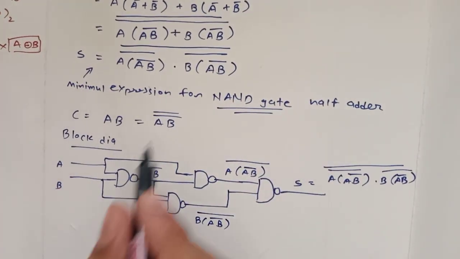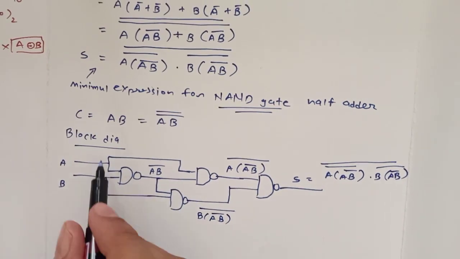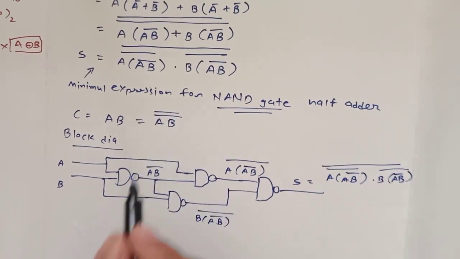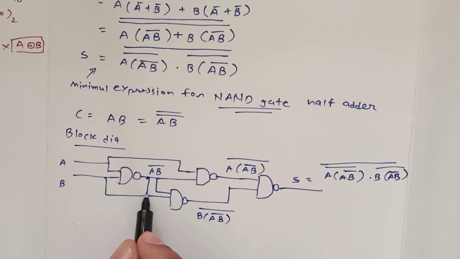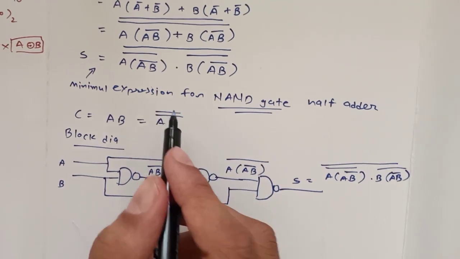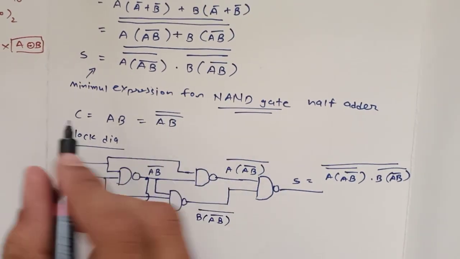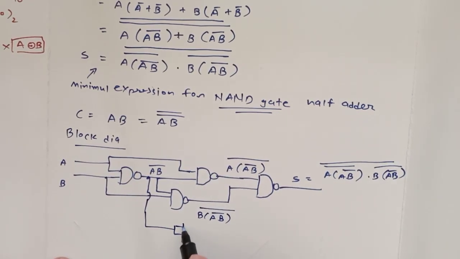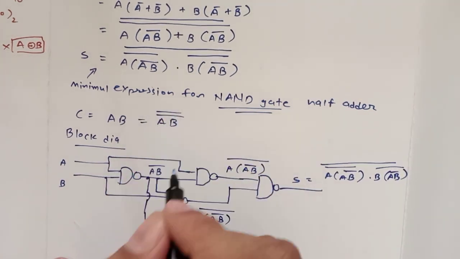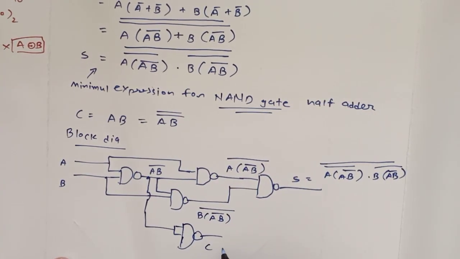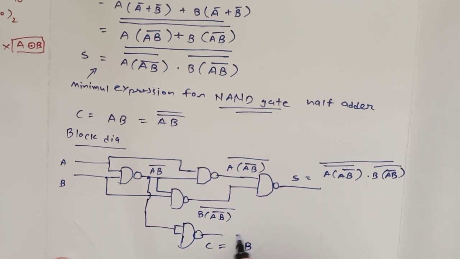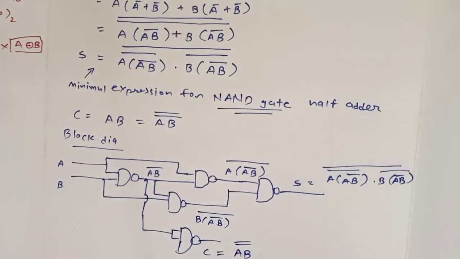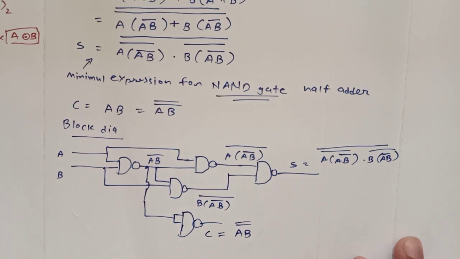Now same as for carry, this is (A·B)' that we have already got. (A·B)' is one bar, and the carry has two bar, so we must apply one more NAND gate. It works as a NOT gate and negates this bar, so we get the carry output here, and that is (A·B) double bar. This is the minimal expression for the NAND gate in the half adder.